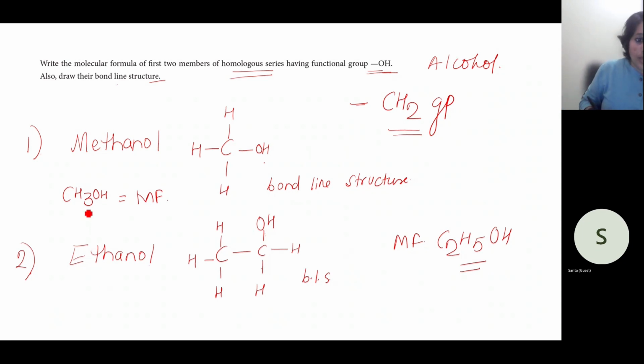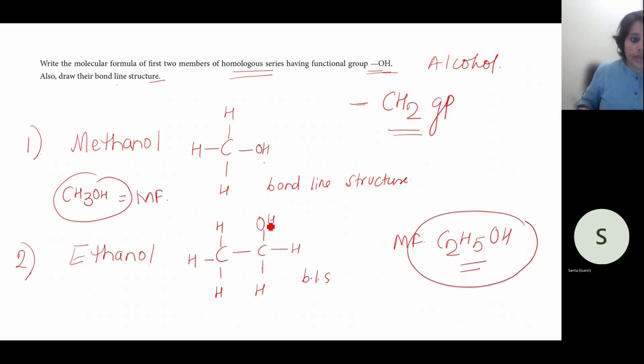So hence, both, just now check, CH3OH and C2H5OH. The difference here in 1C, here we have 2C, means difference is 1C. And hydrogen here 3 plus 1, 4. Hydrogen here 5 plus 1, 6. So 6 minus 4 is hydrogen 2. Oxygen, oxygen. Hence both the members differ by one CH2 group. So these are the first two members of the homologous series of the alcohol, that is methanol and ethanol.